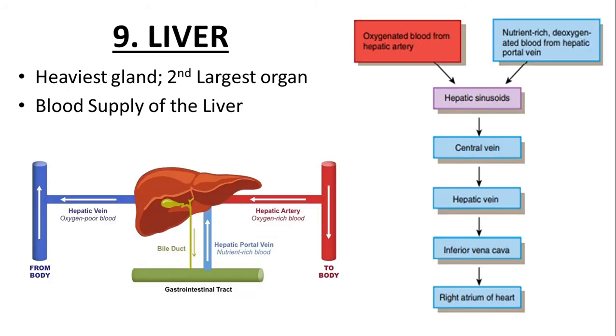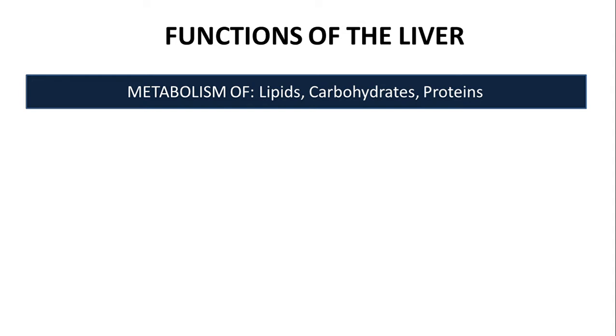So beginning with the functions of the liver. Last time we talked about the blood supply of the liver. This time we have functions of the liver. So you have metabolism of lipids, carbohydrates, and proteins. This just means that your liver is able to break down these substances into substances that can be absorbed by the body or can be stored by the liver itself.